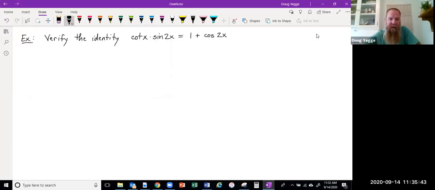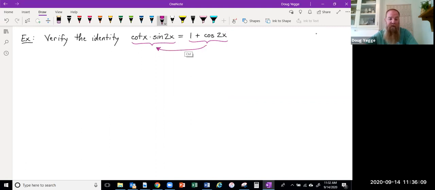The last identity that I want to talk about here, or the last type of problem I want to deal with, is verifying an identity. So notice that identities could also include double angles. And so if we want to simplify this, then we need to be able to figure out, should I start with the left side and try to turn it into the right? Or should I start with the right side and try to turn it into the left?